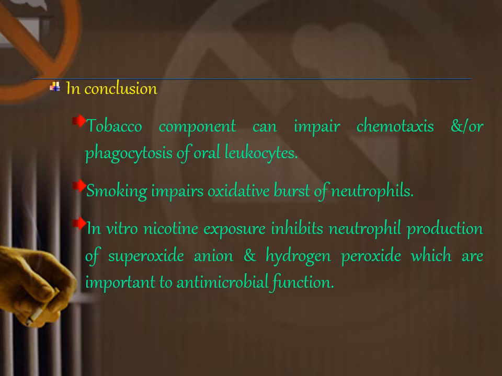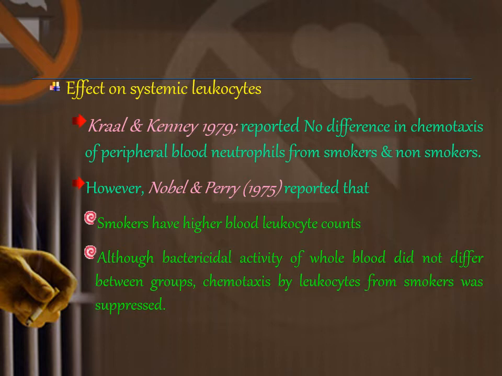Smoking impairs oxidative burst of neutrophils. In vitro nicotine exposure inhibits neutrophil production of superoxide anion and hydrogen peroxide, which are important to antimicrobial function. Now the effect on systemic leukocytes.